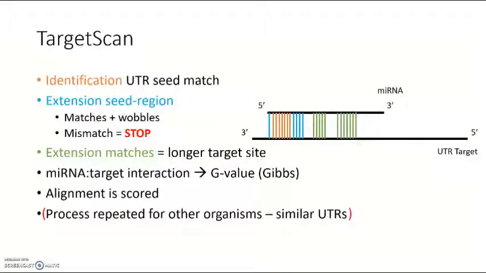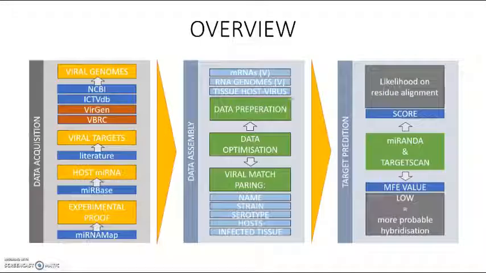Once fully optimized, a Gibbs free energy score is assigned to every individual match. Once this value has been assigned, the alignment is further scored. Then the process is repeated for other organisms with similar UTRs, but in the example we are going to process, this will not be required. This slide provides a general overview of how the ViTa algorithm works.